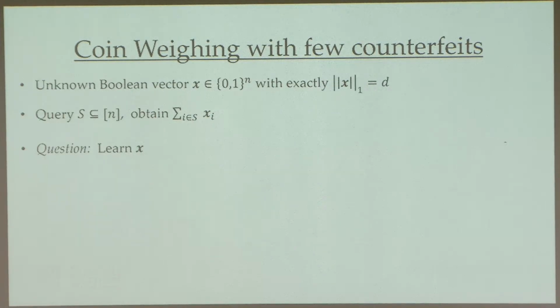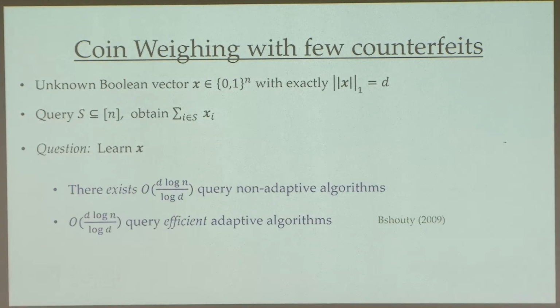And in fact, if there were D entries, if you knew that at most D things were 1, then again, by the probabilistic method, you can prove that there exists a matrix of size roughly D log n over log D for which this algorithm exists.